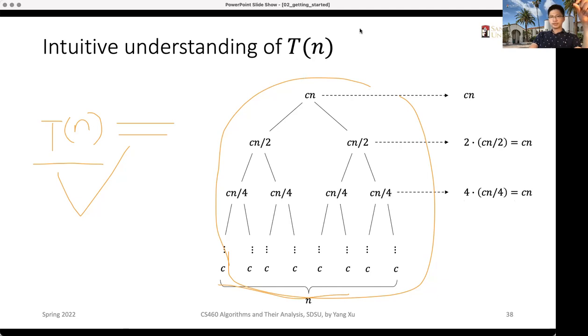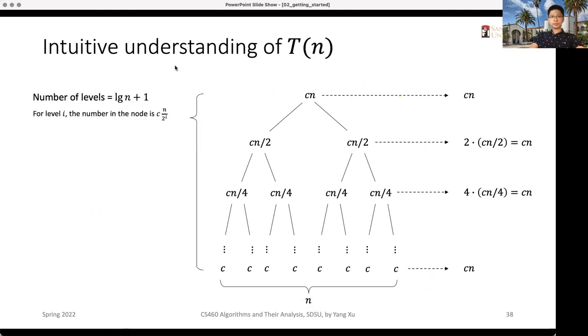And we can guess that for all the layers below, even for the leaf nodes, right? The leaf nodes are n smallest subproblems, and each problem takes a constant amount of time c. So the final layer is also c of n. Okay? So all we need to know is how many layers there are in this tree, right? How many layers are there in this tree? It is something we can estimate. Okay. So actually, the number of layers is the logarithm of n plus 1. This is a property that we will come across very frequently in future analysis.